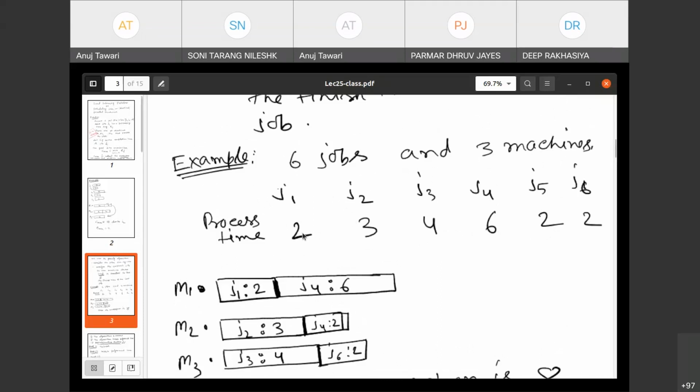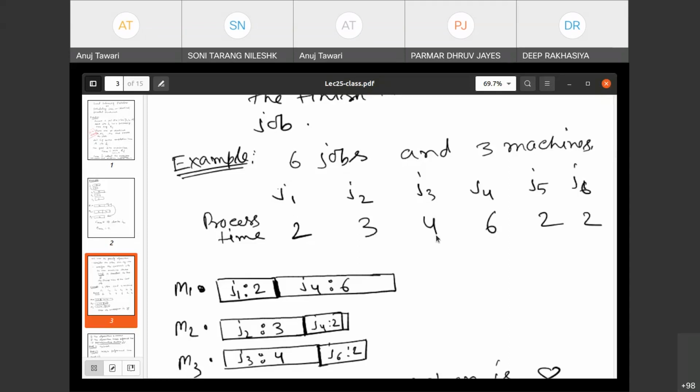Now what's the total sum here? 9 plus 6, 15, 17, and 19. Now if you divide 19 by 3, it is some 6.33. But no matter what you do, you will never get a makespan of 7 hours, because these values are chosen in such a way that you cannot get an optimal solution of 7 hours.